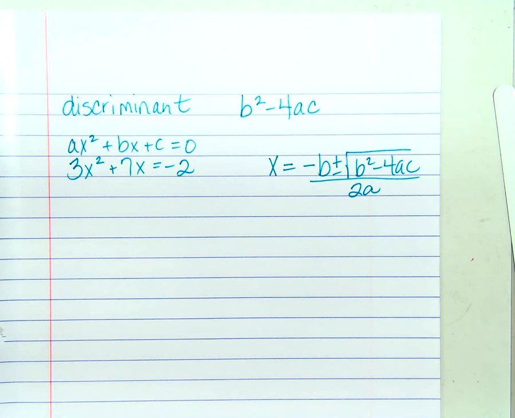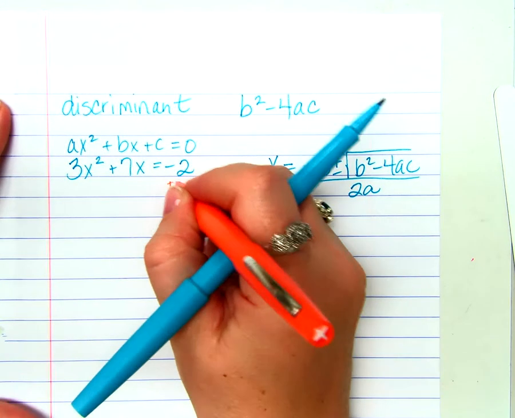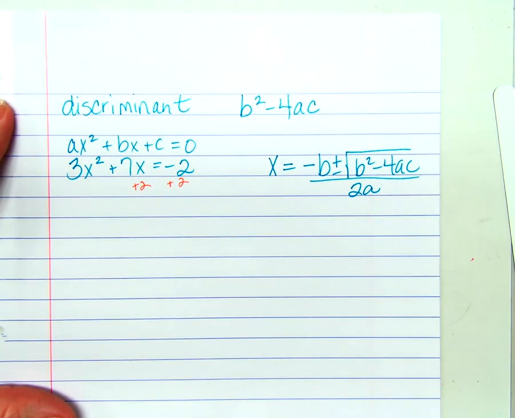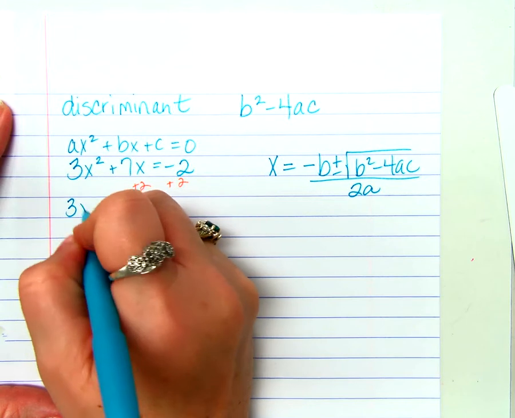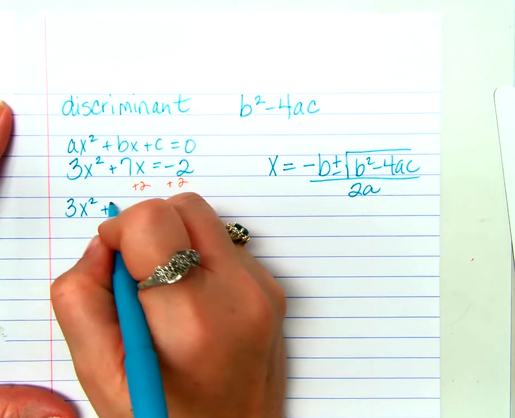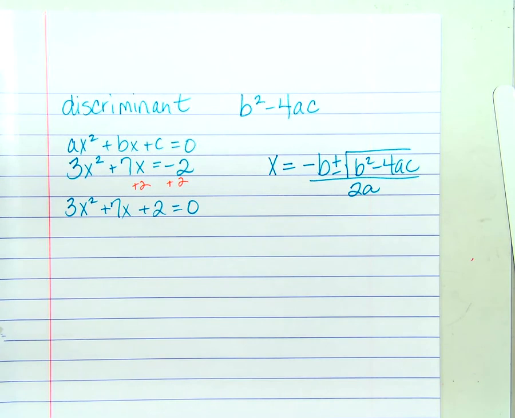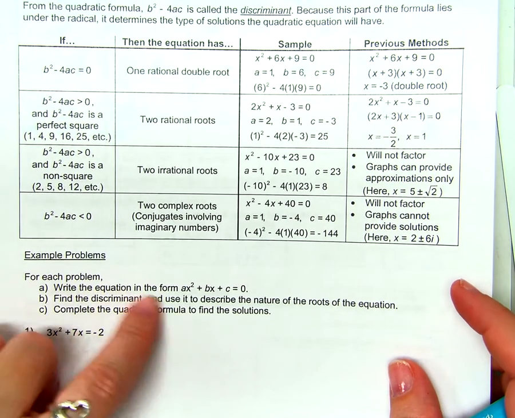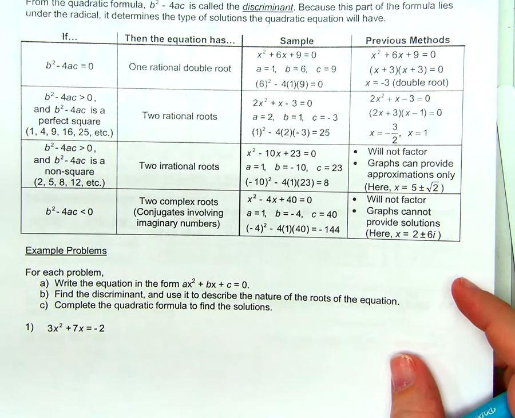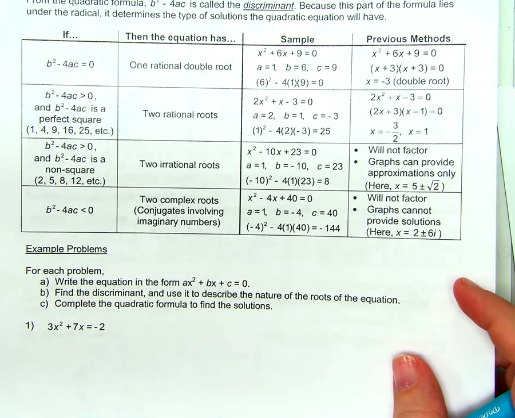So what do I need to do to make this equation equal 0? Add 2. Add 2 where? Both sides. Add 2, add 2. 3x squared plus 7x plus 2 equals 0. Okay so far? All right. So let me check our steps. Write the equation in the form ax squared plus bx plus c equals 0. Did we do that? Okay, A is done.